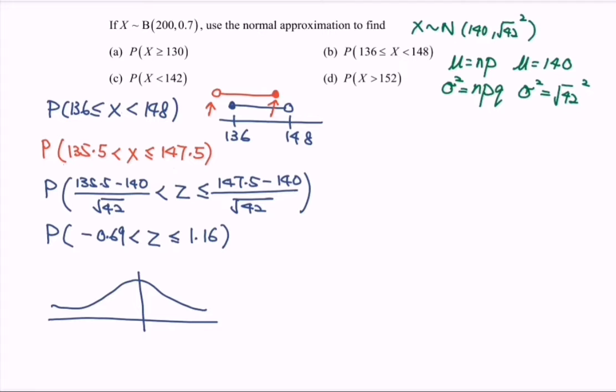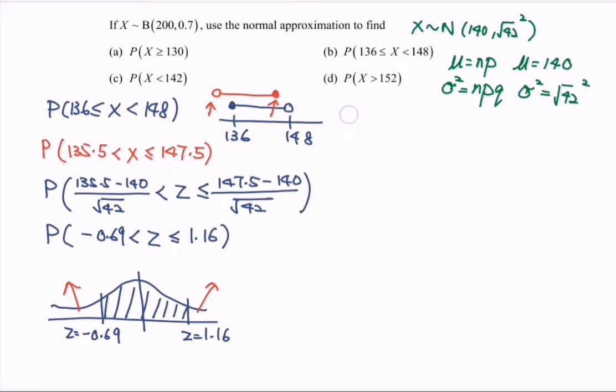Next, we have to plot the location where we have z equals negative 0.69. We have z equals 1.16. Shade the region. Next is to create the formula. So what we have to do is to minus this part and also this part.